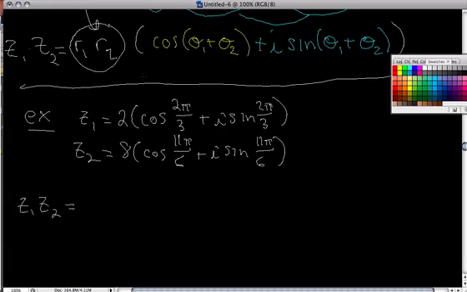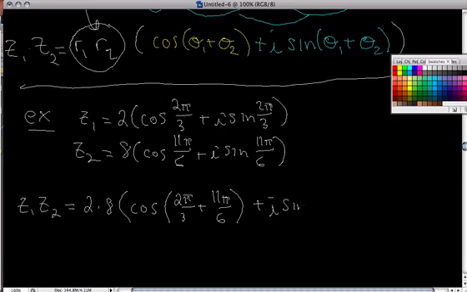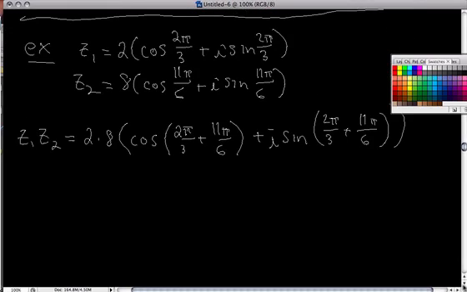So for the product, we multiply r1 times r2. That's 2 times 8 times, and then we can use the formula here, just add the two arguments inside of cosine. That'd be 2 pi over 3 plus 11 pi over 6, plus i times sine of 2 pi over 3 plus 11 pi over 6. There you go. Now that's the product, but of course we can simplify that a little bit.